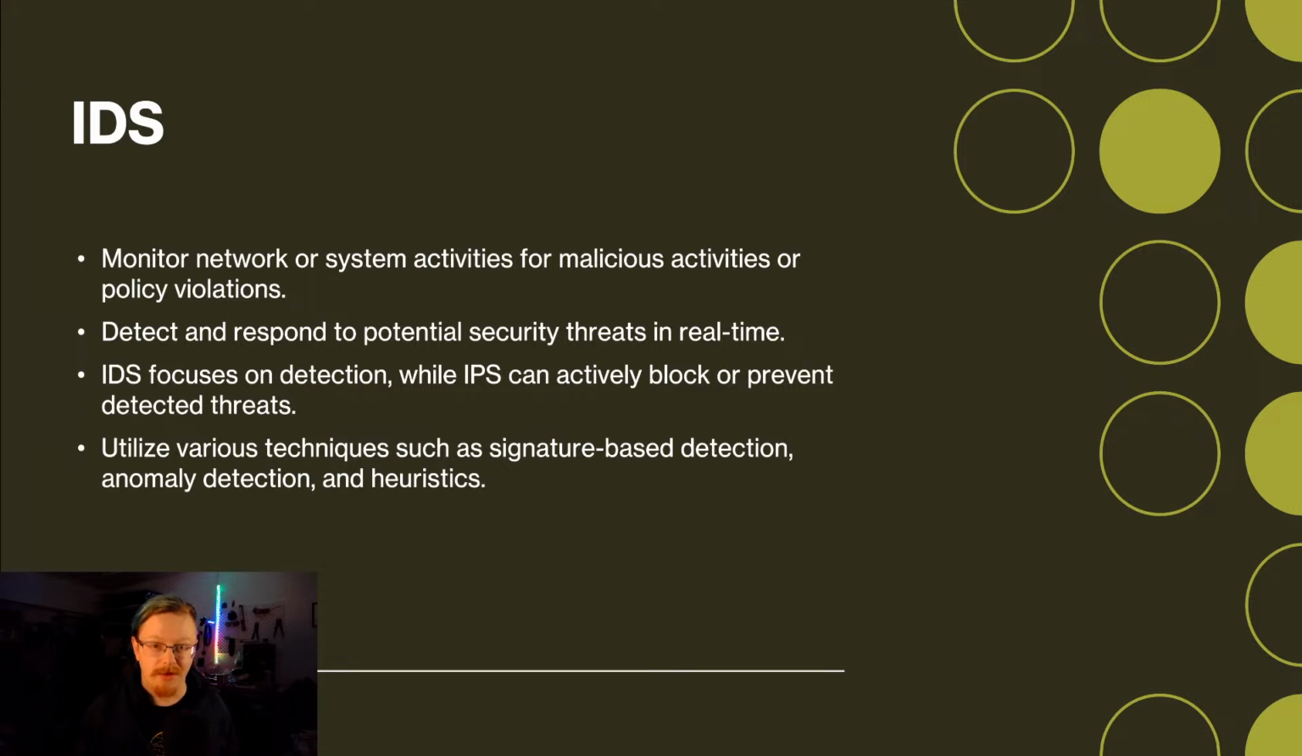When this is configured as an IPS, an intrusion prevention system, the difference is that it's in line with the traffic. The network traffic is actually going through this device, and it can then block things. As traffic goes through, it can make a decision and say, this is malicious, so malicious that I'm going to stop it.